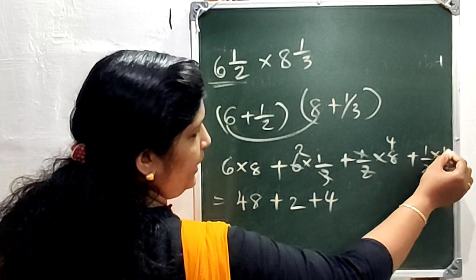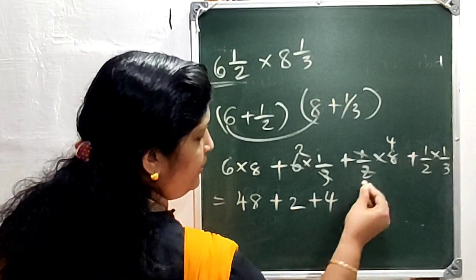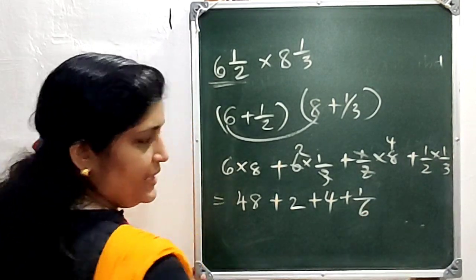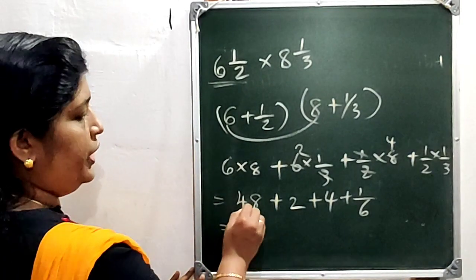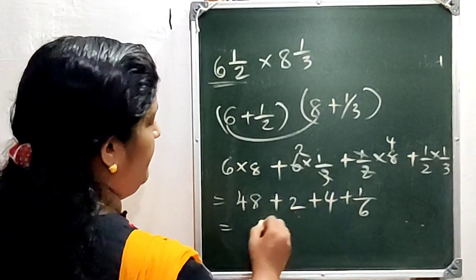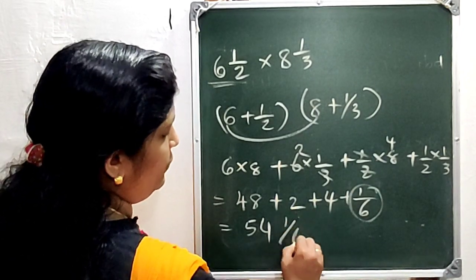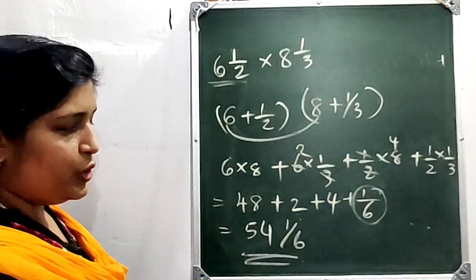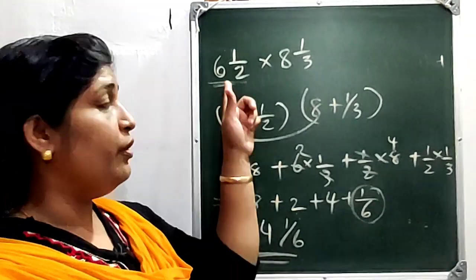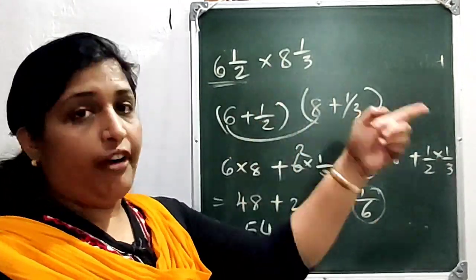Two fractions: numerator into numerator, denominator into denominator, that is equal to 1 by 6. So we have 48 plus 2, 50. 50 plus 4 is equal to 54, and here we have 1 by 6, that is 54 1 by 6. So it is very easy to find the product of two mixed fractions.